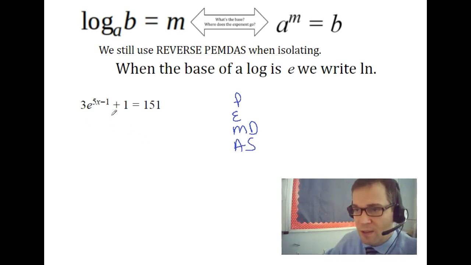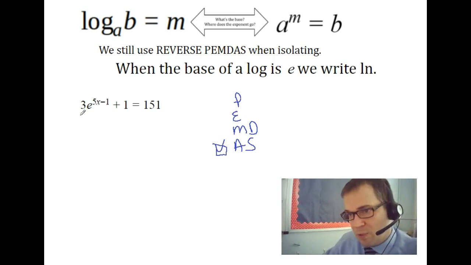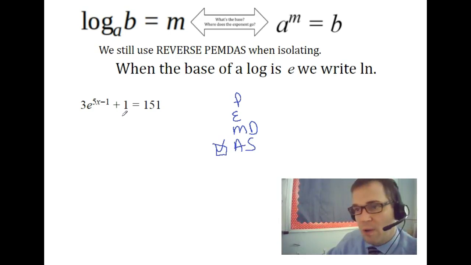As I look at this left side of the equation, my first question is always, is there anything to add or subtract? Of course, I'm not looking up in the exponent because I haven't worked my way up there yet. I'm just looking down here. I can see that they added 1, so I should subtract 1 from both sides, giving me 3e to the 5x minus 1 equals 150.